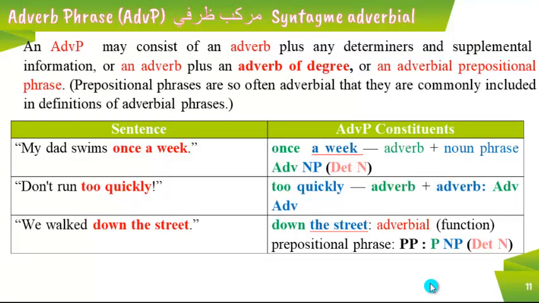Adverb phrase consists of an adverb. The head word is an adverb plus any determiners and supplemental information, or an adverb plus an adverb of degree, or an adverbial prepositional phrase. Let's see examples. My dad swims once a day. The adverb phrase is once a week. Once is the adverb, the head word, plus noun phrase, determiner plus noun phrase.